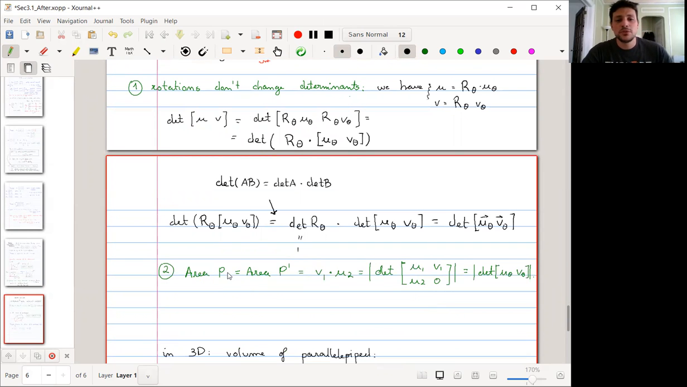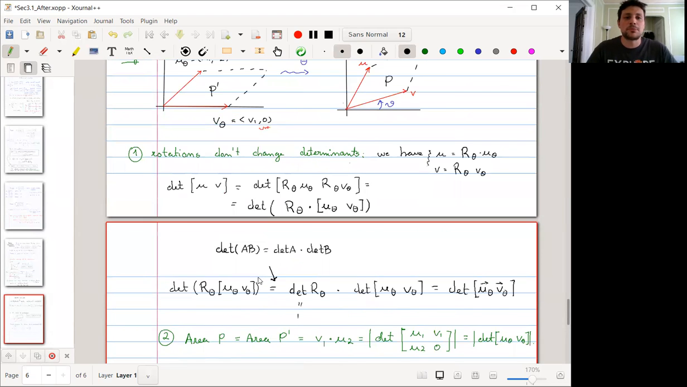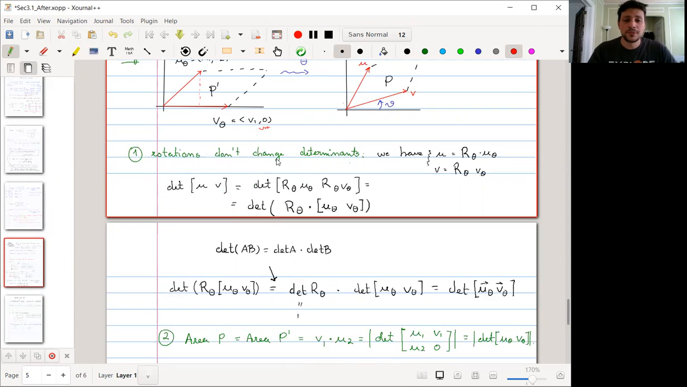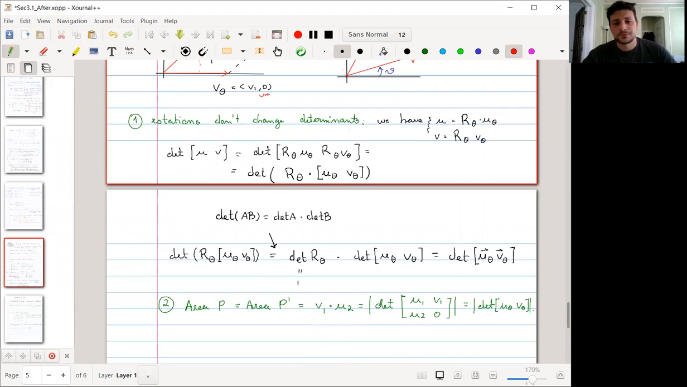Now, step 2 is computing the area of our parallelogram P prime. The area of P prime, you can see it from this picture, is exactly computed by its base, which is v1, times its height, which is u2. It's the y coordinate of the vector u theta. That's what I wrote here. The area of the parallelogram P prime is v1 times u2.